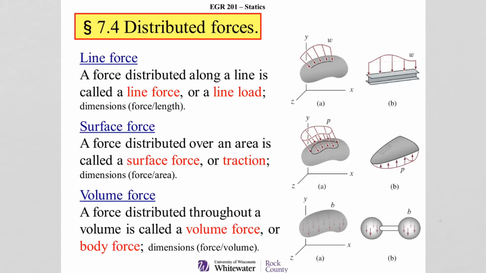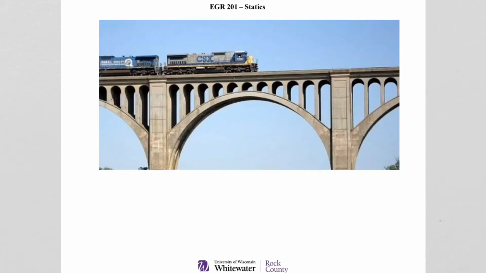The last section in Chapter 7 is 7.4, distributed forces. And we have three main ways of looking at these distributed forces: a line force, a surface force, or a volume force. And we'll look at line force in this section, and then I'll have another one on surface forces. But a line force essentially looks like this.